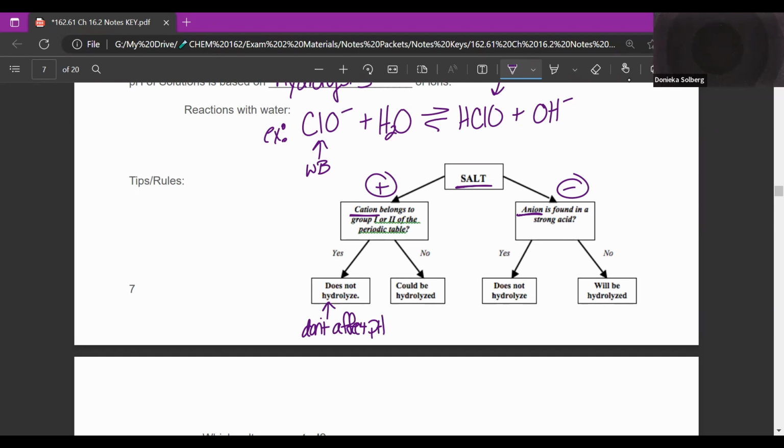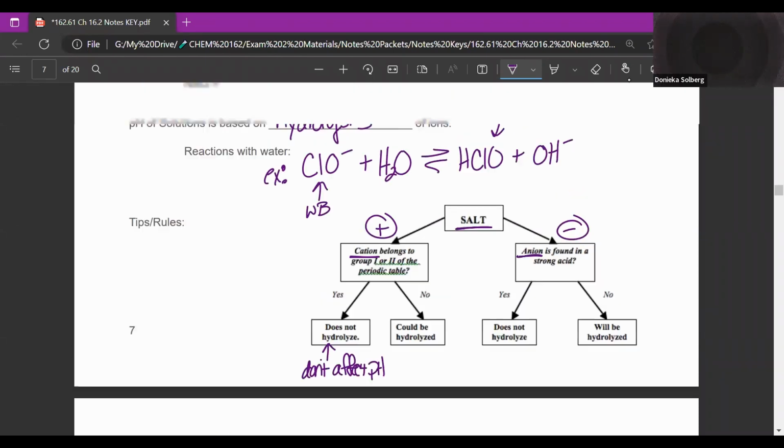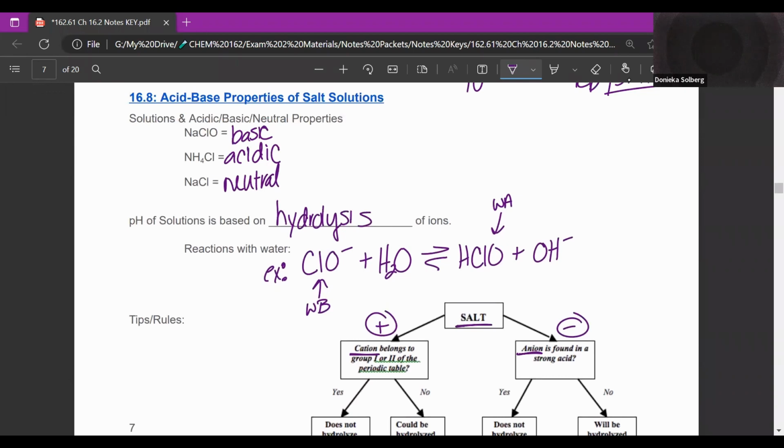You don't have to be able to explain why, but if I put Na plus in water, it doesn't do anything because it's a conjugate of sodium hydroxide, which is a strong base. So if it is in group 1 or group 2, meaning alkali or alkaline earth metal, it will not affect pH. So if I look back up at my examples, Na plus is in group 1 on the periodic table, so it does not affect pH.